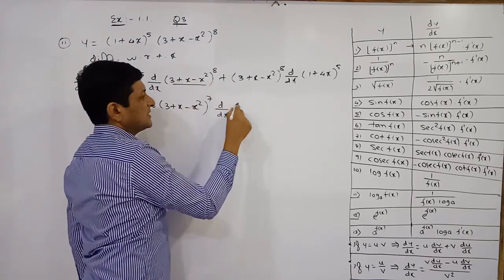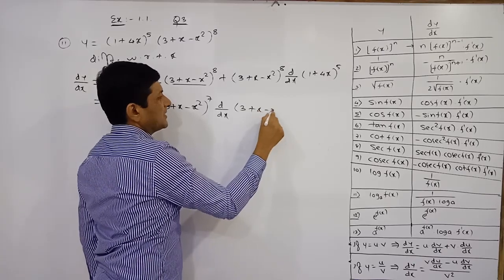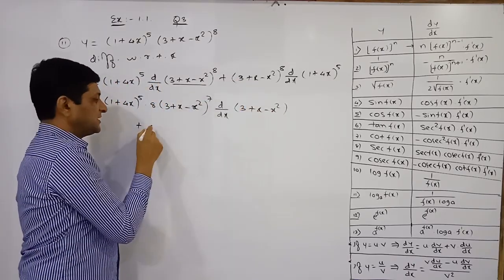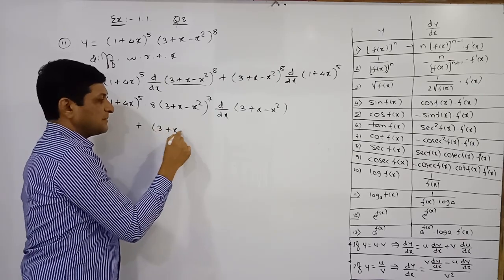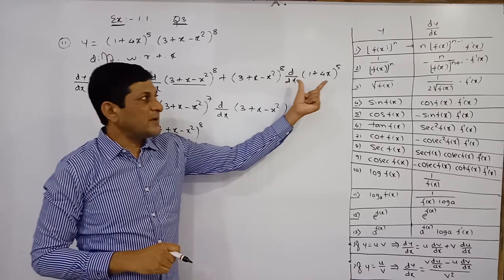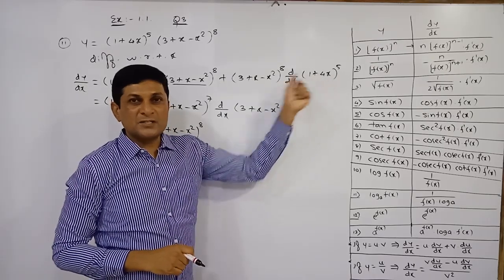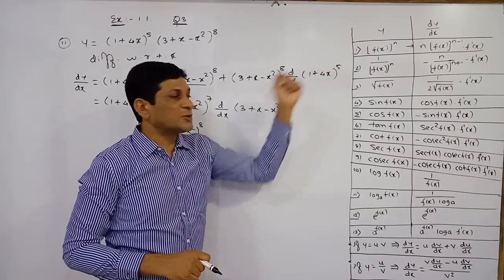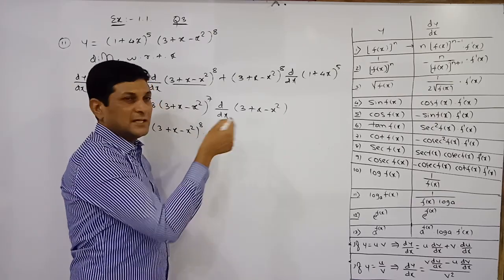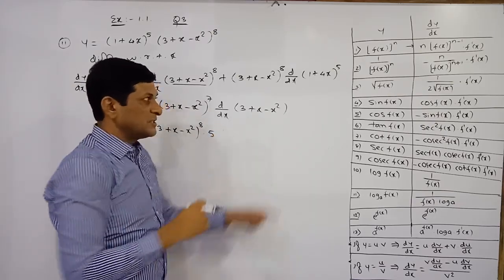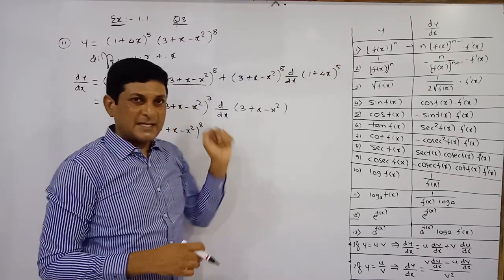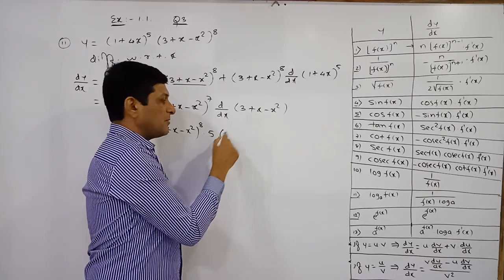What is f(x) here? 3 + x - x^2. Now observe the second term. Here keep this 3 + x - x^2 as it is, raised to power 8 also as it is. Now we are finding its differentiation. Again this term is in the form of f(x) raised to power n. According to our formula, first take power as a coefficient, then decrease, because it is in the form of f(x) raised to power n.